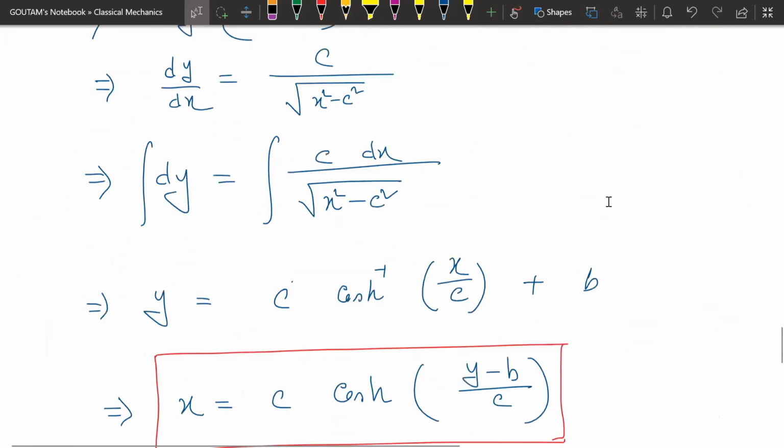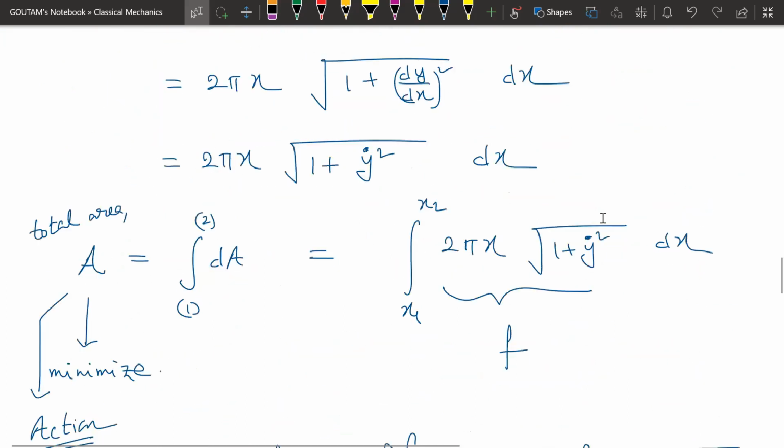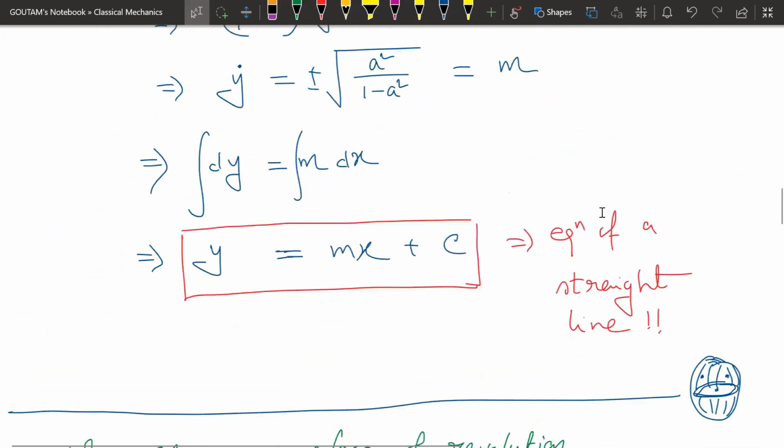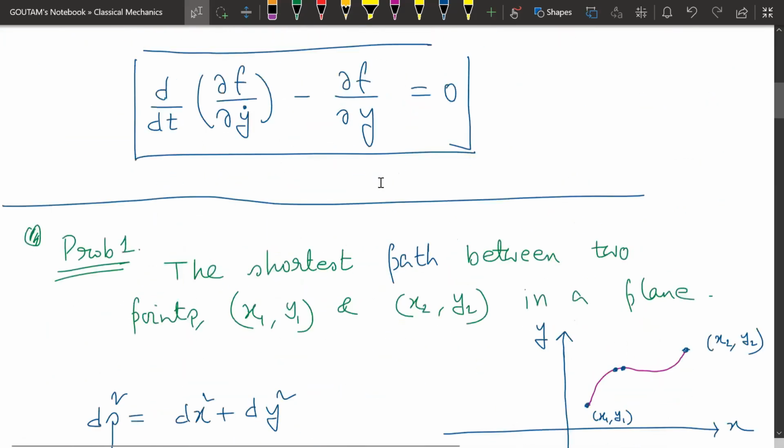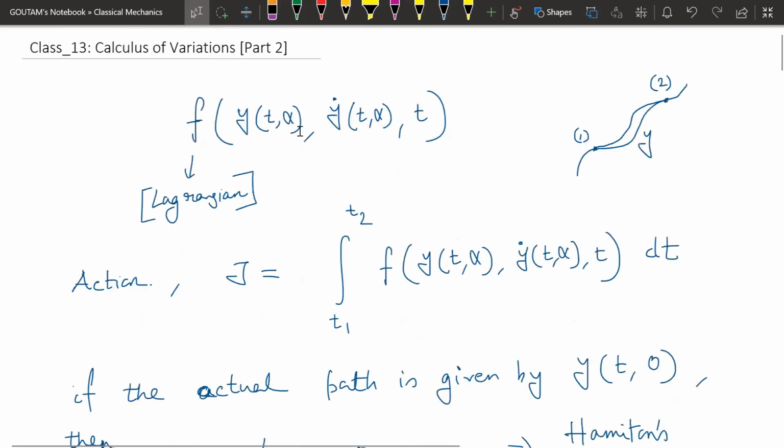Okay. So these are the 2 simple problems we solved using the calculus of variations. In the next class, we will solve a very interesting problem, which is called the Brachistochrone problem. And after that, we will derive Lagrange's equations of motion from this Hamilton's principle and this calculus of variations. Okay, that's all for today. Thank you.